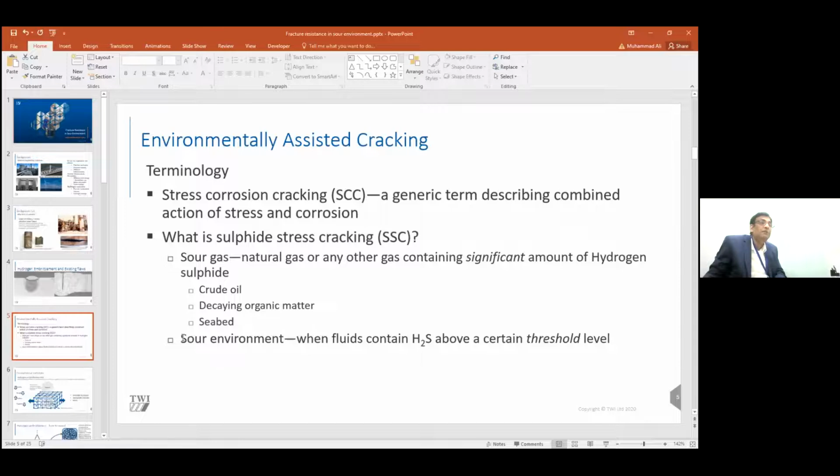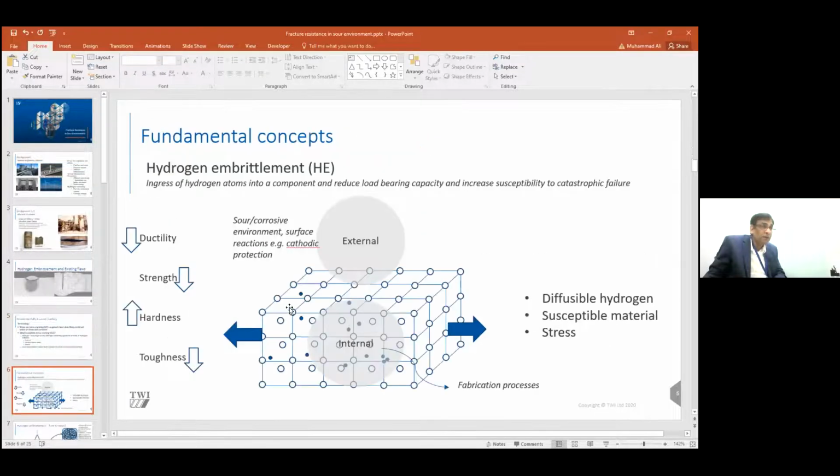However, we call an environment sour if the hydrogen sulfide content in that environment is above a certain threshold level, which is defined in various ways. The susceptibility of a material to failure under an H2S environment is also dependent on the properties of that material as well. Moving forward, hydrogen embrittlement.